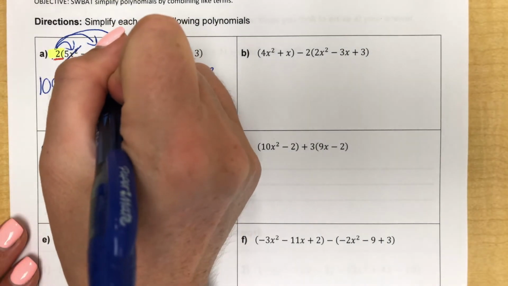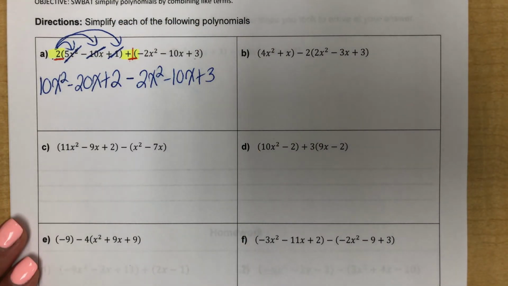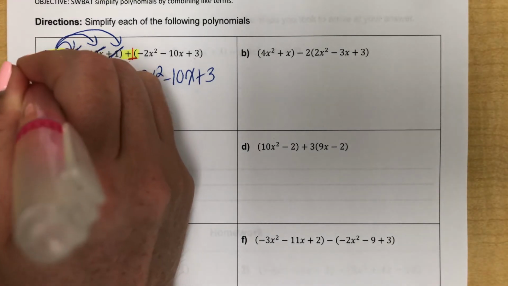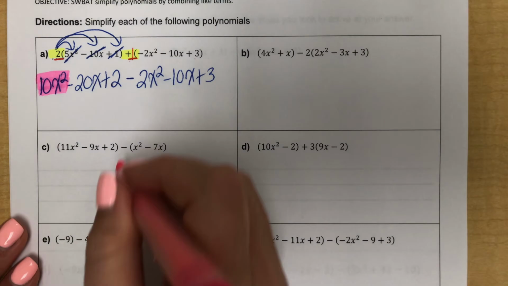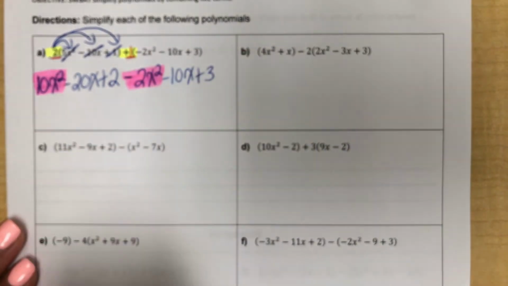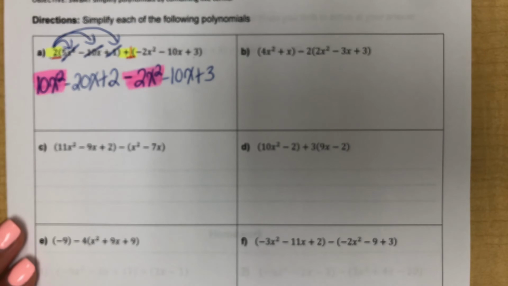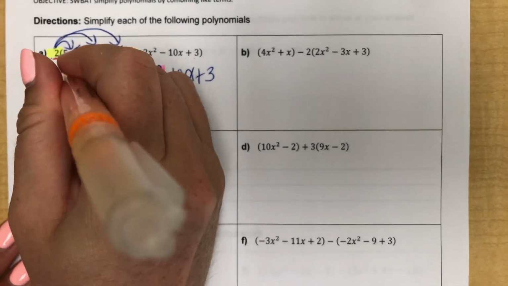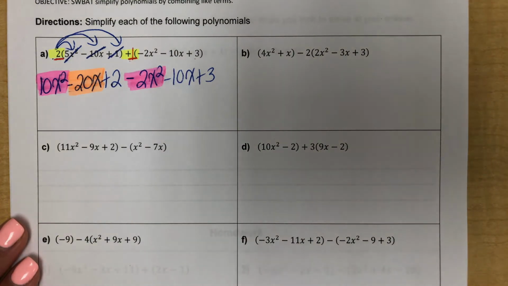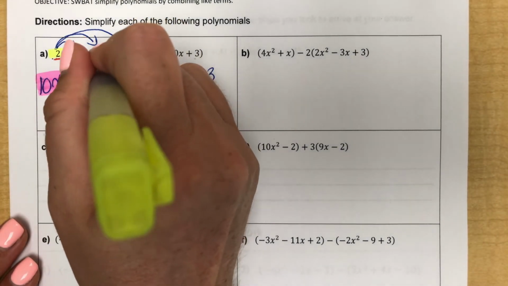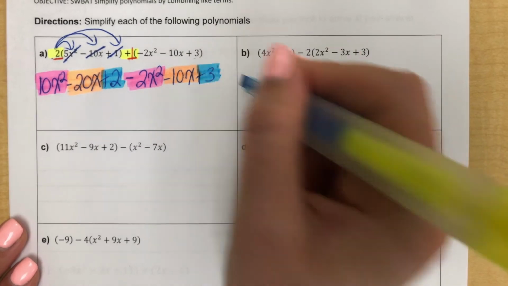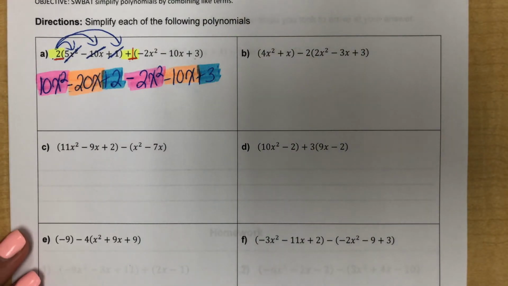And now that I've distributed to all 3 terms inside, I can start combining my like terms. So let's go ahead and grab those. I can see that the 10 has an x squared attached, and I can see the negative 2 has an x squared attached. I know those are like terms, so I can combine them. I can see that this negative 20 has an x, and I can see that the negative 10 also has an x. That makes them like terms. I can combine those. And then again, I have a positive 2 and a positive 3. Those are just numbers. I can always combine those as well.